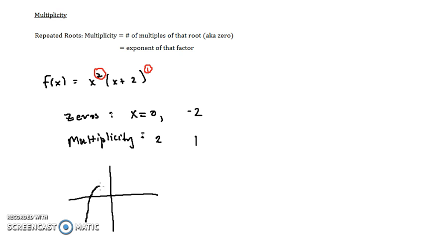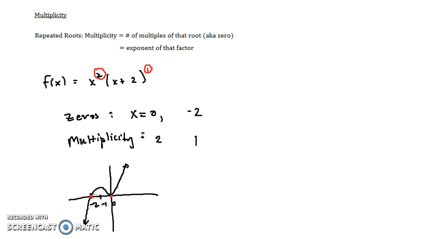So what this graph is going to look like, let's see if I can fix that a little bit. All right, this graph looks like this. Okay, we can see the zeros, so I can draw these in. Okay, so we've got our zeros at 0 and negative 2. And let's look at what happens with the multiplicity. Okay, let's start with negative 2. At negative 2, we have multiplicity 1.